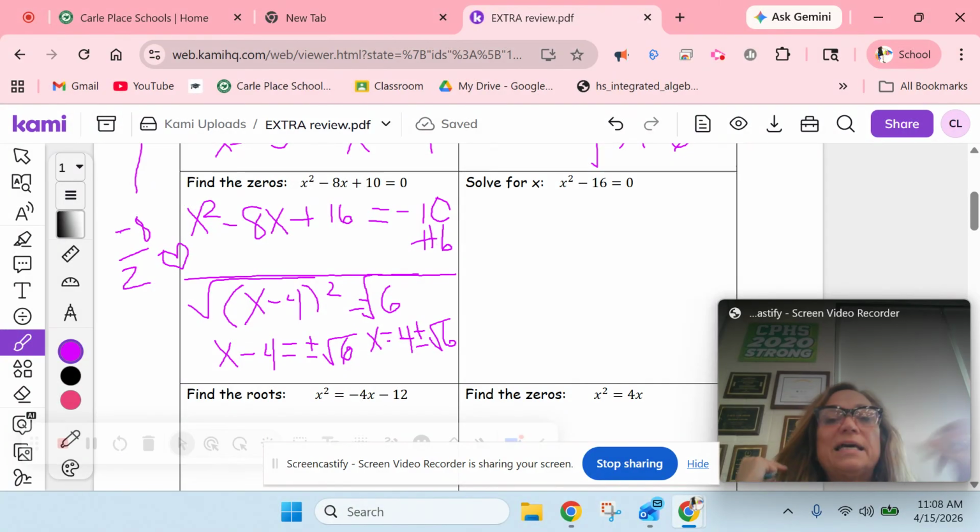If the question says nearest tenth, you put it in your calculator, each one separately, and you round to the nearest tenth. If the directions say find the exact answers, that's the exact answer. Okay, so whenever it's rounding, it is not an exact answer.